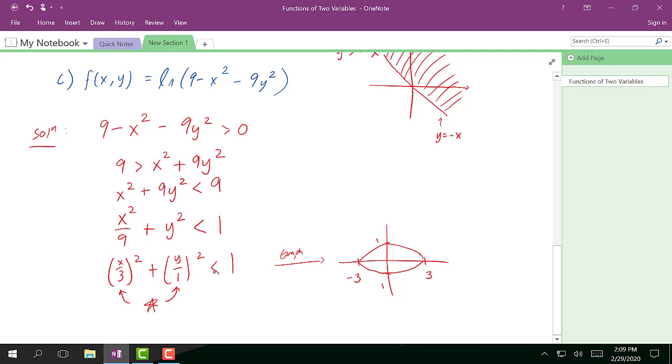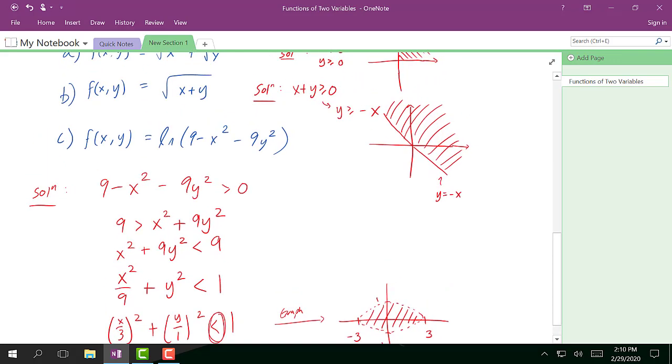Here we have something to note. This is strictly less than 1. And so I should have done this dotted line here to indicate that the boundary is not included in the domain. So it has everything inside, but not along the boundary. So hopefully that makes sense.